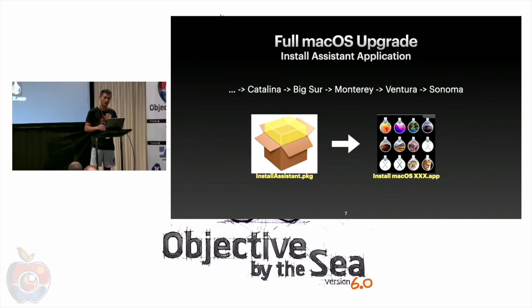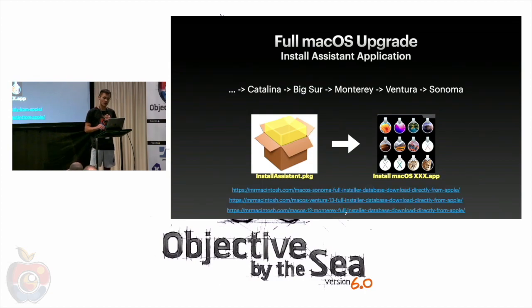A full upgrade is deployed by an install assistant PKG file, which contains the install macOS assistant application. This usually happens when there is a new major version released. For example, upgrading from macOS Catalina to macOS Big Sur or macOS Monterey, and so on. Of course, users can also upgrade manually by downloading and installing the assistant application. There is a website that collects the assistant packages for almost all macOS versions. The links are below.